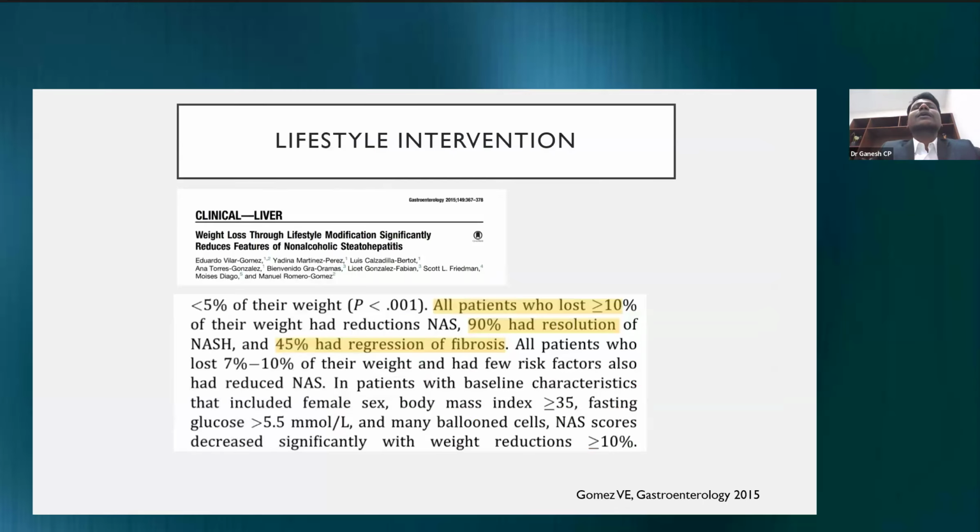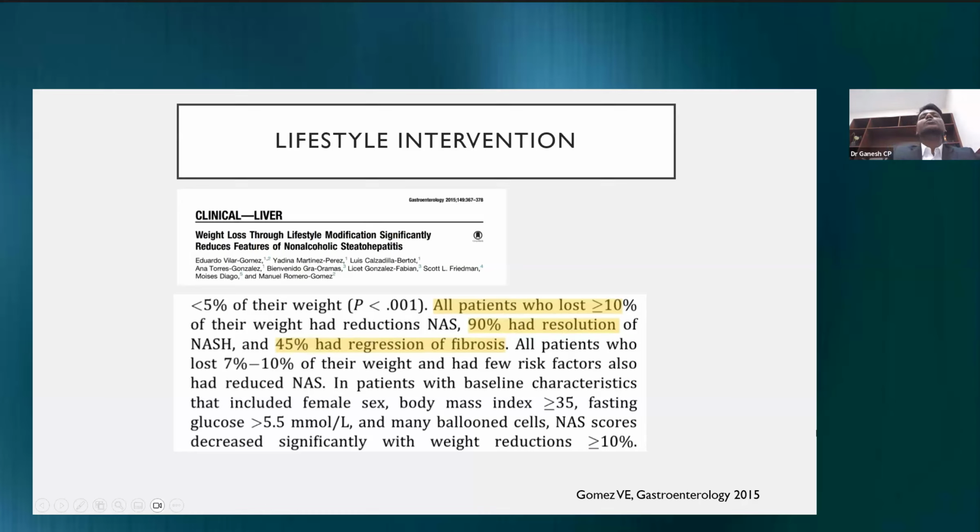Even though I'm showing this slide at the very end of my presentation, this is a very important slide. Everyone should note it. Lifestyle intervention is the cornerstone for the treatment of MASLD, the main key to success in MASLD with significant fibrosis. As shown in a study published in 2015, a weight loss of more than 10% in a patient with MASLD and significant fibrosis was shown to reduce steatosis and completely resolve steatohepatitis in 90% of the population, and cause regression of fibrosis in 45% of the participants.